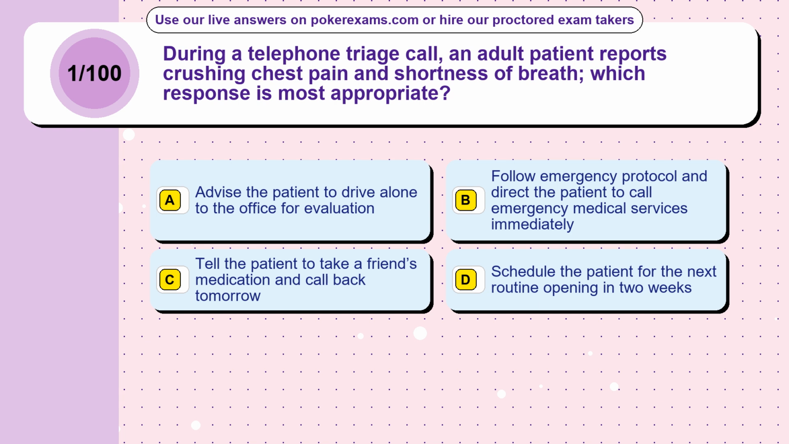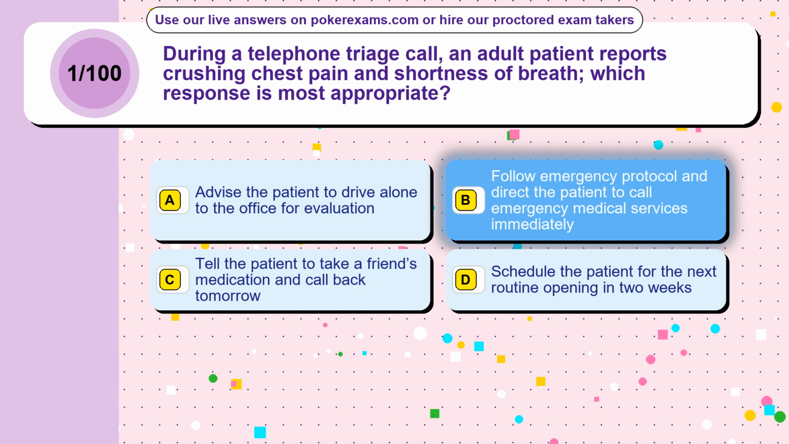Option C. Tell the patient to take a friend's medication and call back tomorrow. Option D. Schedule the patient for the next routine opening in 2 weeks. The correct answer is option B. Follow emergency protocol and direct the patient to call emergency medical services immediately.